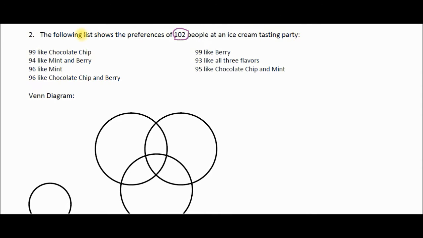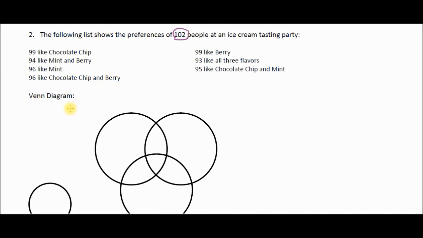Okay, so let's go through our steps. Step number 1, look at the different categories we have and label the circles with those categories. So we've got chocolate chip. Ooh, careful. This one is a combination, so skip it. Chocolate chip, mint, and berry.